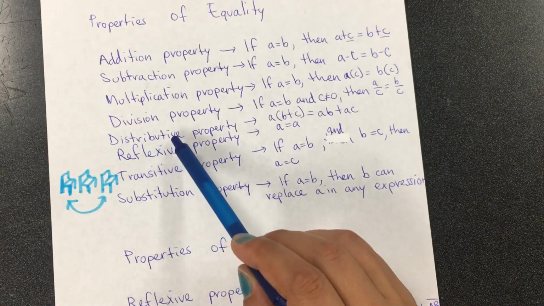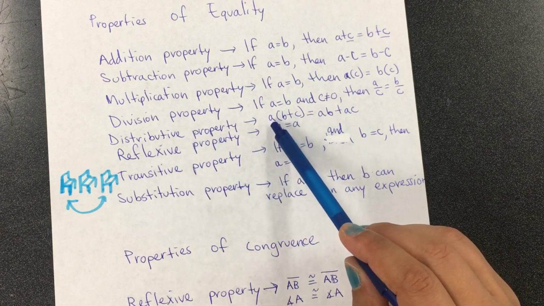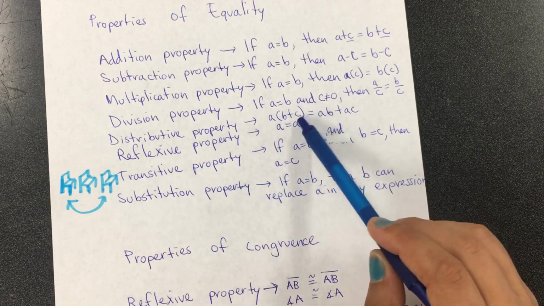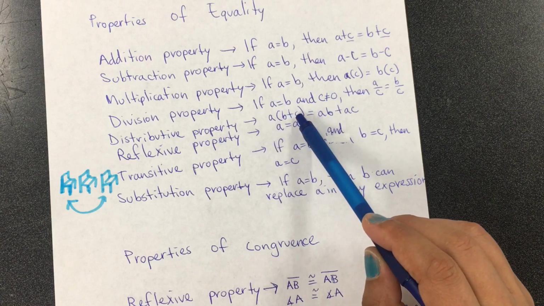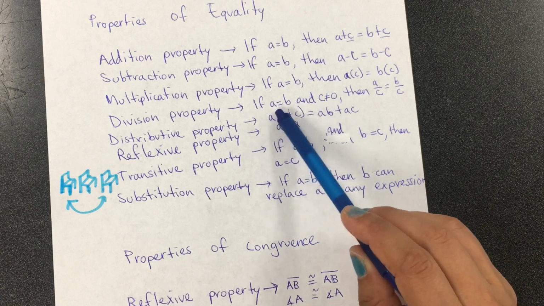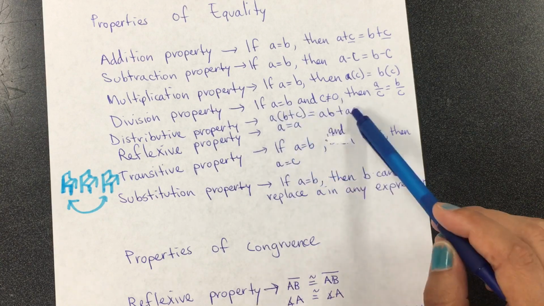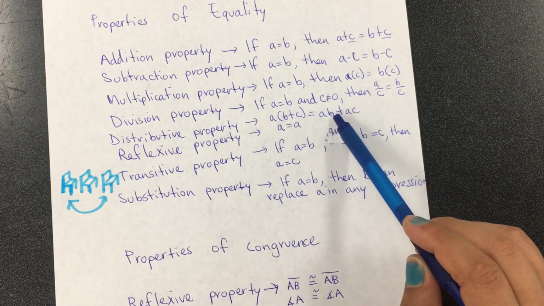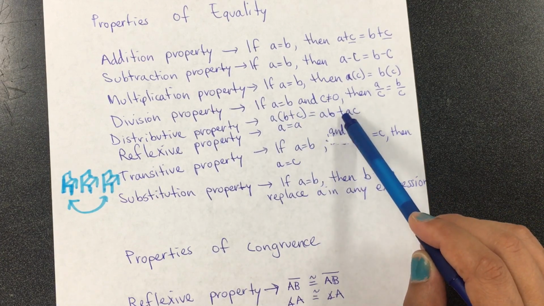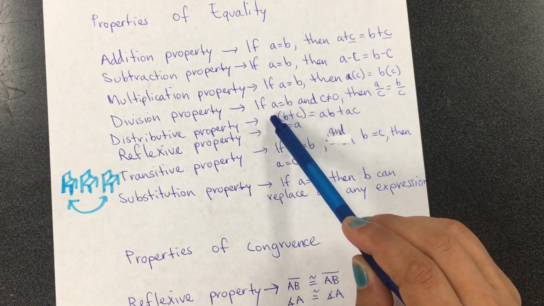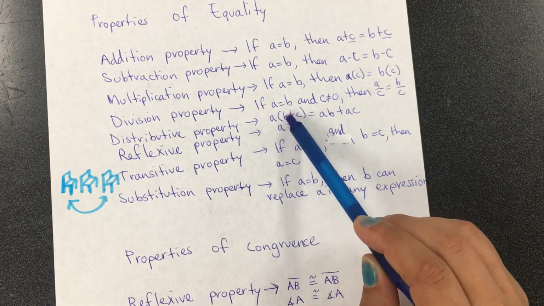Then we learn in algebra distributive property. A times the sum of B and C is equal to A times B plus A times C. Remember, we multiply A times the first one and then A times the second one, because we're distributing that multiplication of A with each one.